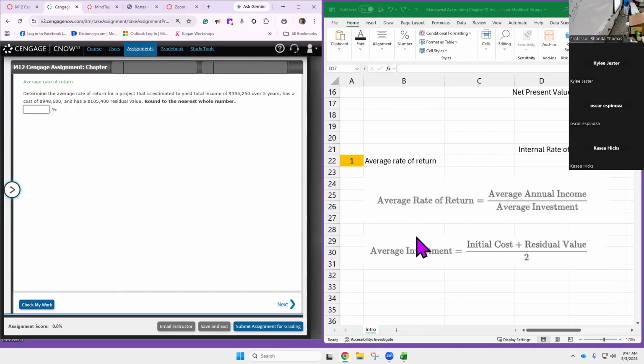I got too many spaces going on here. That one goes up there with that one. So this one is the average rate of return.